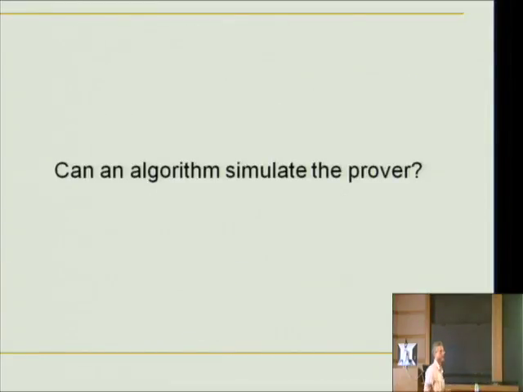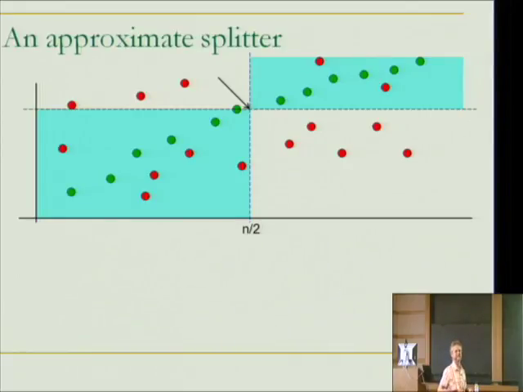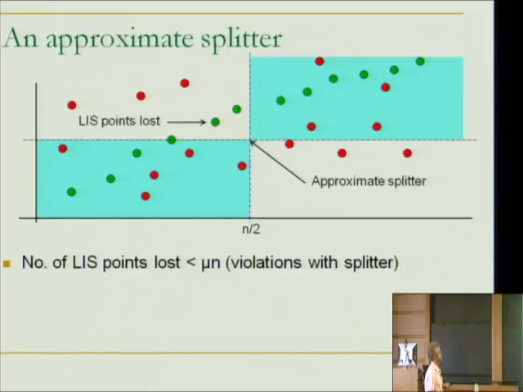So now the question is, can an algorithm simulate the prover? Well, the algorithm doesn't know the LIS, so we can't simulate the prover. But there's a notion of an approximate splitter, which is a splitter which loses only a few points of the LIS. Suppose that the prover, instead of giving me the exact splitter, gave me an approximate splitter every time. So there's a little bit of loss every time, but I do have some tolerance. As long as I don't lose too many points each time, at most mu n, where mu is some parameter we'll see, then we're okay.